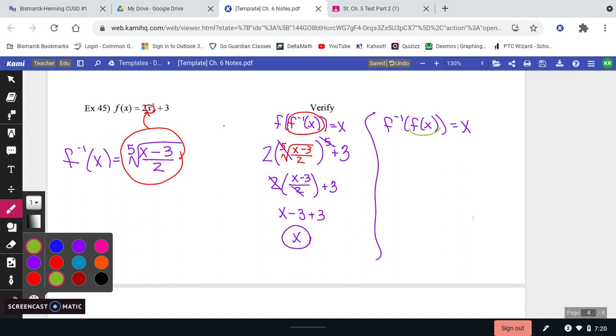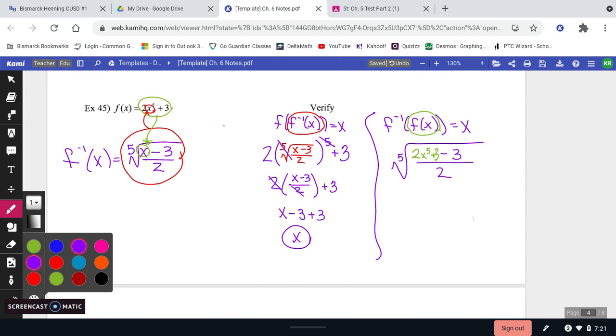Okay, now we're going to go the other direction. So this one says put f of x inside of the inverse. So this time we're going to take f of x, and it's going to get substituted in for the variable in the inverse. Okay, so it's going to look like this. So it's going to be the fifth root of something minus 3 over 2. Okay, so now we're going to put in that f of x. So it's going to be 2x to the fifth plus 3 goes in for where that variable is.